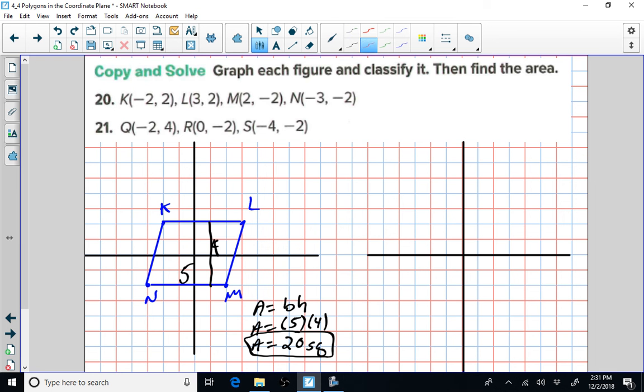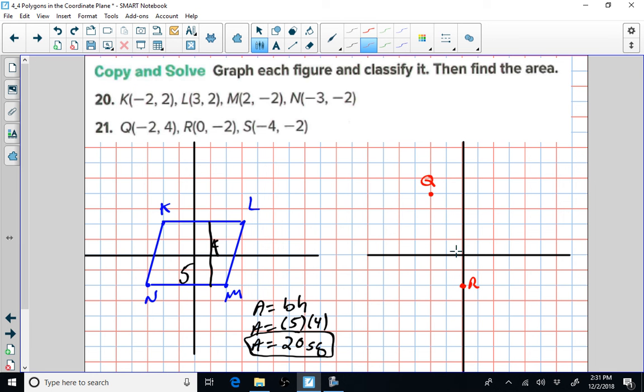And now the last problem today, problem 21. They ask us to find Q. Q is located at -2, 4. Put a point. Label it Q. Point R is located at 0, -2. 0 in the X direction means I don't go left or right, but I go down 2 in the Y direction. Put a point. I'm going to call that R.